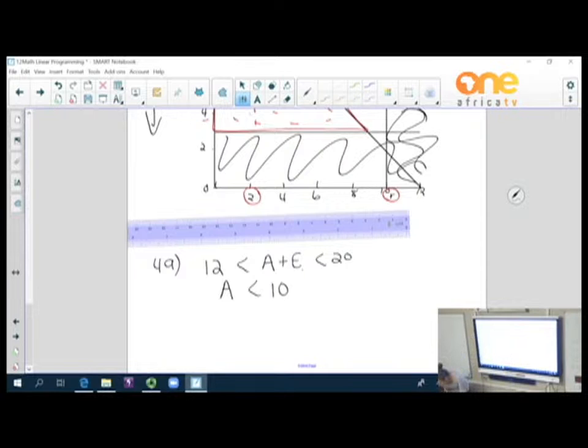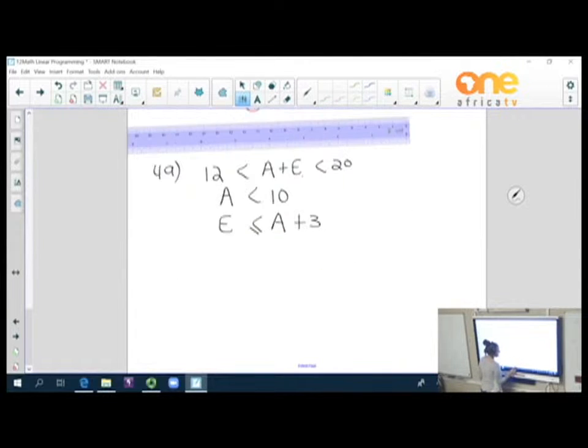While the number of England cannot be more than 3 greater than the number from Argentina. So England is less than or equal to, they cannot be more than 3 greater. So Argentina students plus 3. 3 greater than Argentina students.